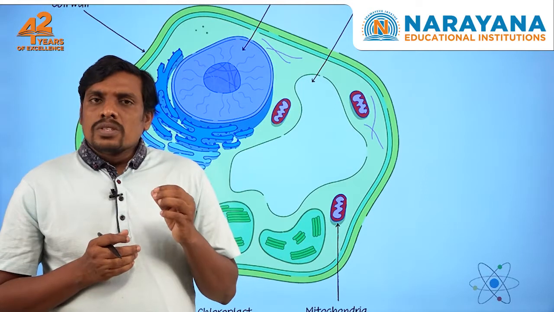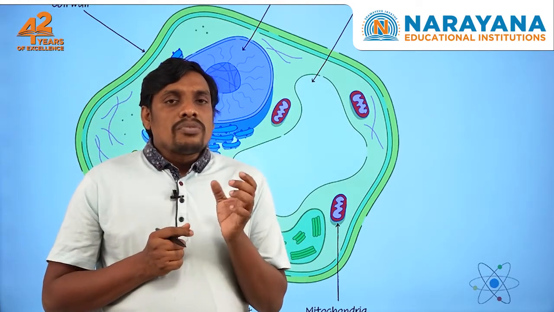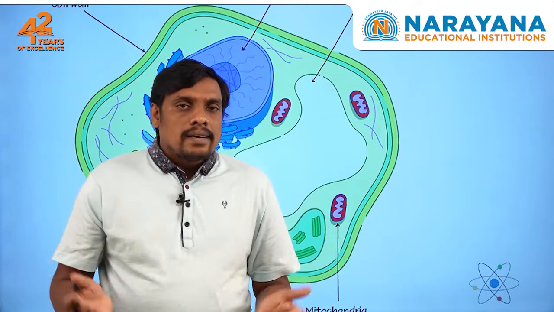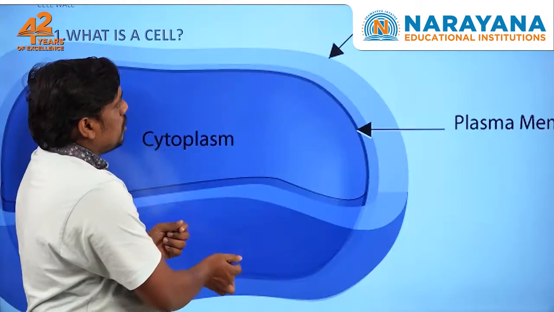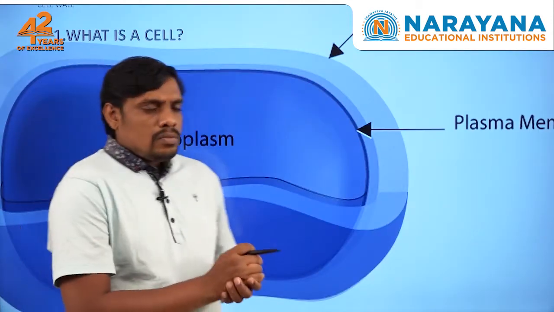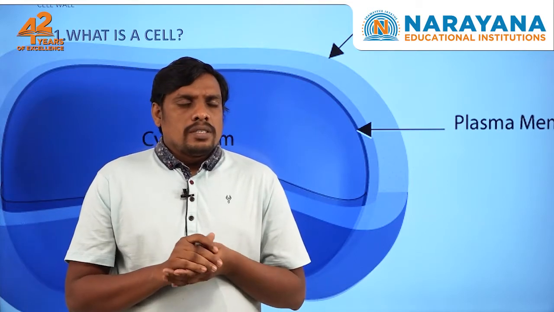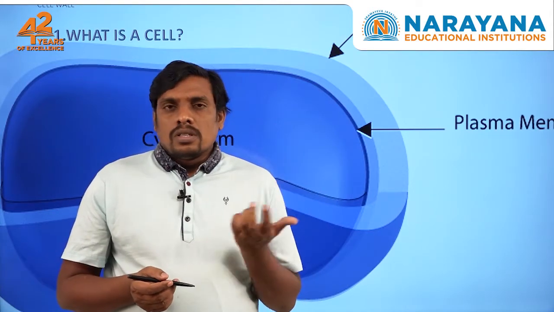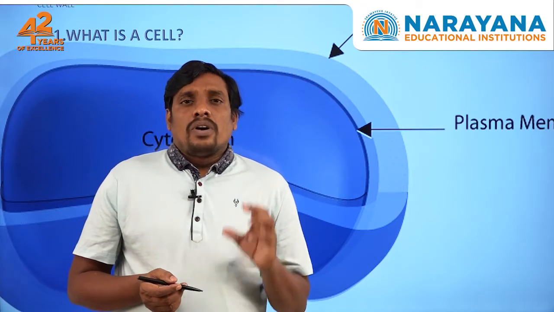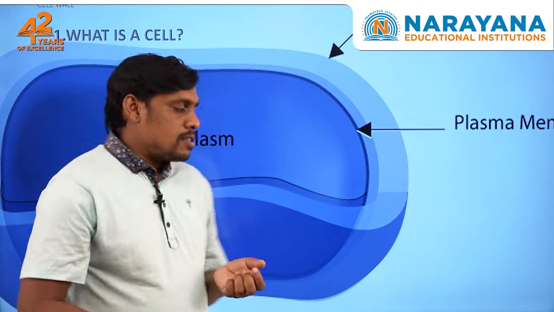Due to the presence of cellulose and hemicellulose, the rigidity and toughness of the cell wall gradually increases. So the cell wall is an outermost covering layer, an outermost protective layer around the plant cells. Why? Because it is a hard, tough, thick, rigid layer that is present around the cells.